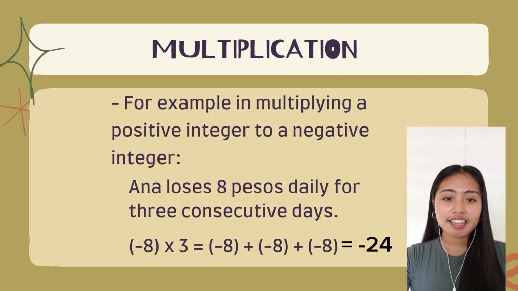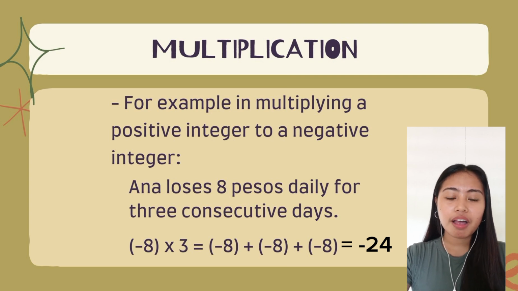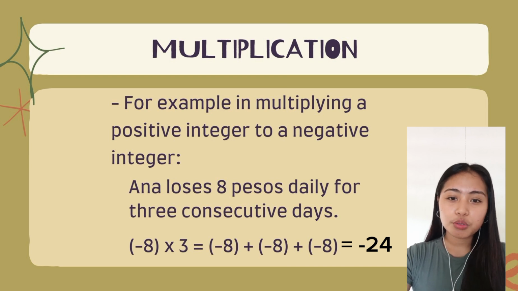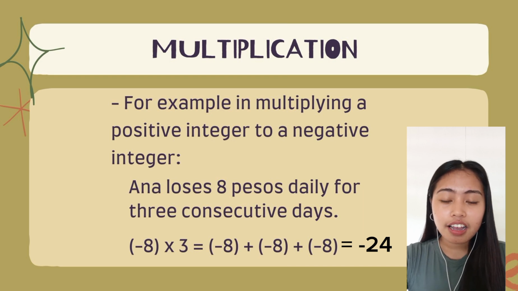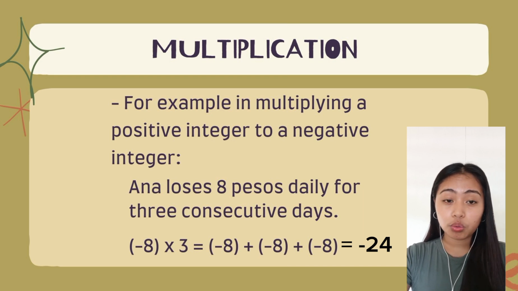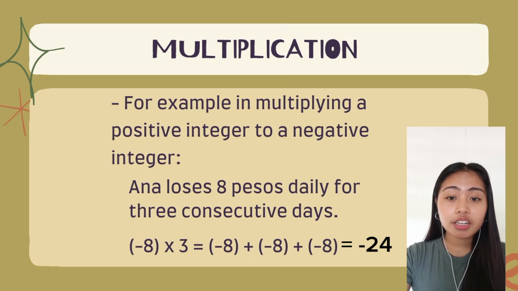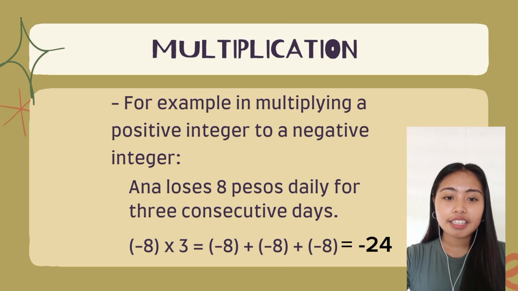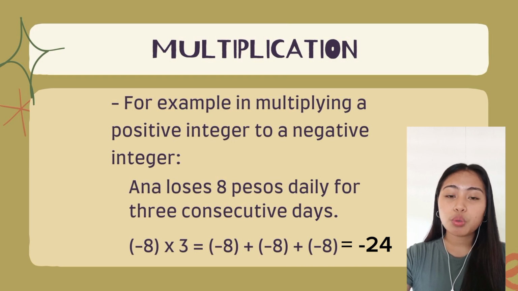Next, what if we extend this definition into multiplying positive integers by negative integers? For example, Anna loses 8 pesos daily for 3 consecutive days. As you can see, our 8 here becomes a negative 8. Why? It is because of the word loses. Anna loses 8 pesos. So if you translate that into a number sentence, it will be like this. Negative 8 times 3, since there are 3 days, negative 8 times 3 is equal to negative 8 plus negative 8 plus negative 8 is equal to negative 24.